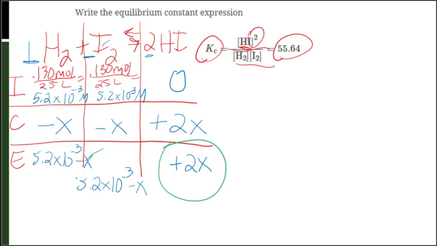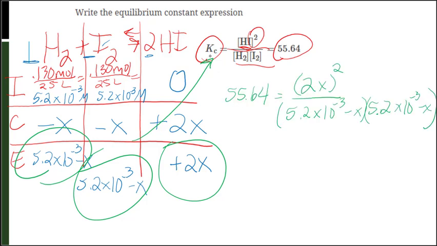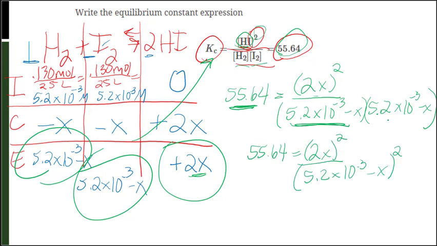Now we're going to plug in these values into our K expression. All right, does yours match mine? My Kc is equal to 55.64, and that's equal to my concentration of HI, we've got 2x squared, divided by 5.2 times 10 to the negative 3 minus x, and 5.2 times 10 to the negative 3 minus x. We could also write this as 5.2 times 10 to the negative 3 minus x squared, right? Because this times the same number is squared.